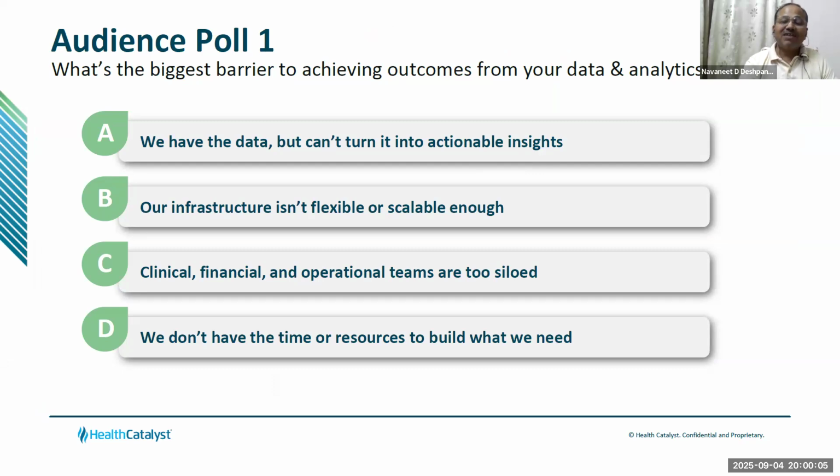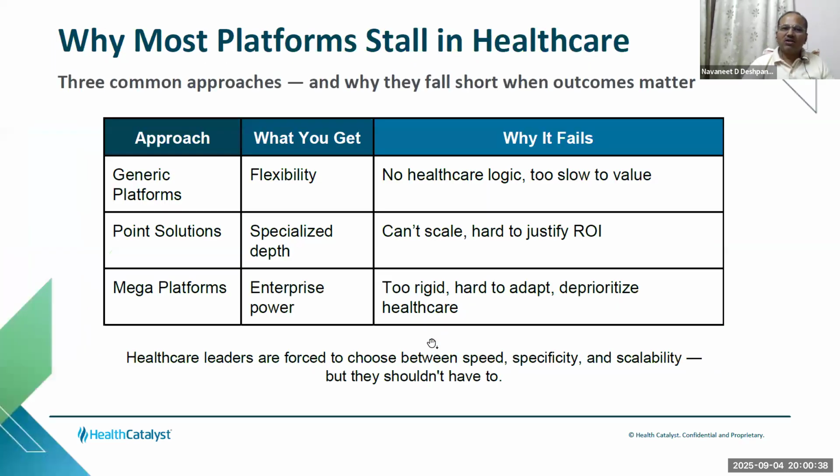Second, our infrastructure isn't flexible or scalable enough, so we cannot grow at a larger scale. The third is that clinical, financial, and operational teams are too siloed. The clinical team is independent and specialized, the financial team is also independent, and operational teams are siloed too. They are very slow and don't have synchronization between them. Finally, we don't have the resources. Some have no time, some don't have resources. Some have time but no resources, and another person has resources but no time. All these things were asked to a certain group of people, and here is what they came up with.